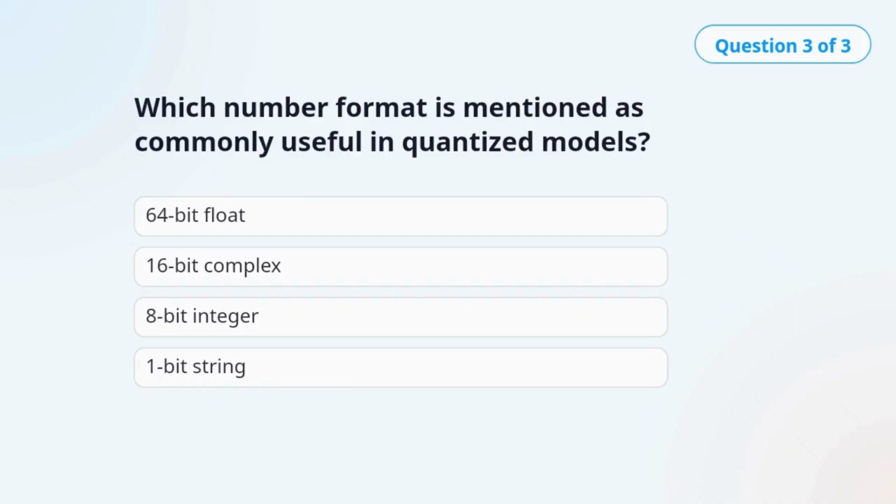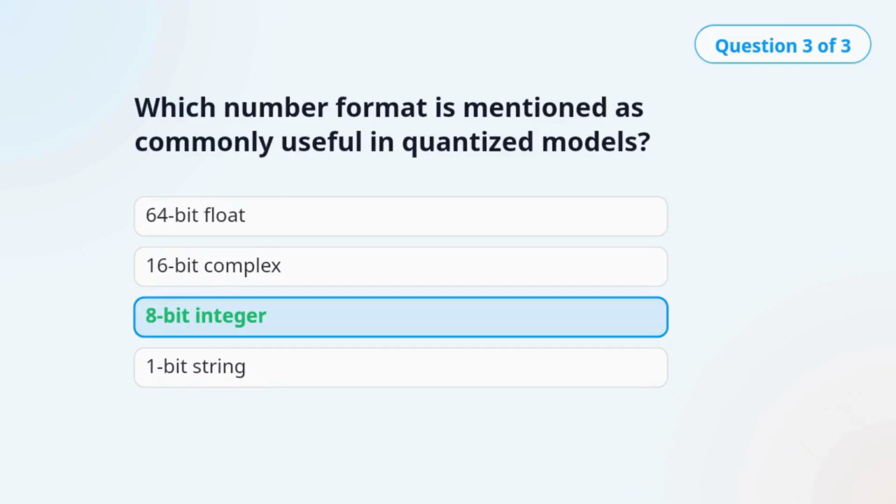Question 3. Which number format is mentioned as commonly useful in quantized models? The correct answer is 8-bit integer. The article specifically mentions reduced precision or 8-bit integer numbers as a better fit for many edge deployments.